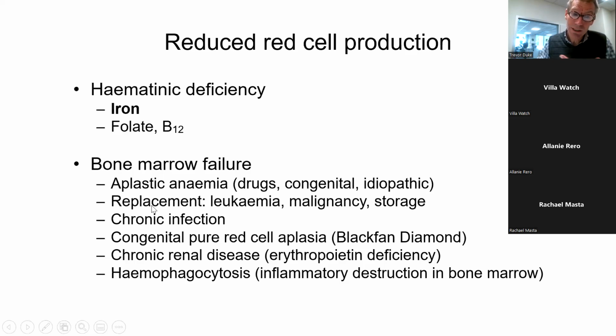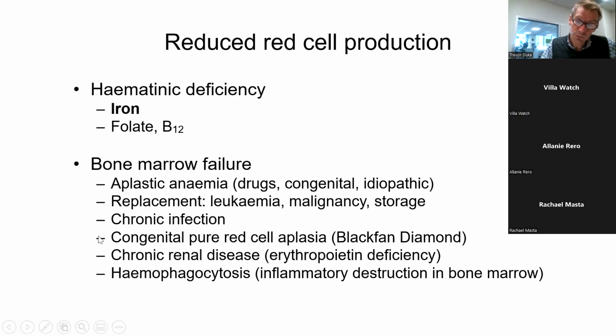Probably more common than aplastic anemia is the replacement of bone marrow by either malignancy or some leukemia that will cause anemia. Chronic infections are quite common as a cause of just slowing of the production of red cells by the bone marrow. So in TB, in renal failure, in chronic infections like chronic osteomyelitis, there's often just a slowing down of the red cell production. And that's why many children with chronic infections like chronic osteomyelitis become anemic.